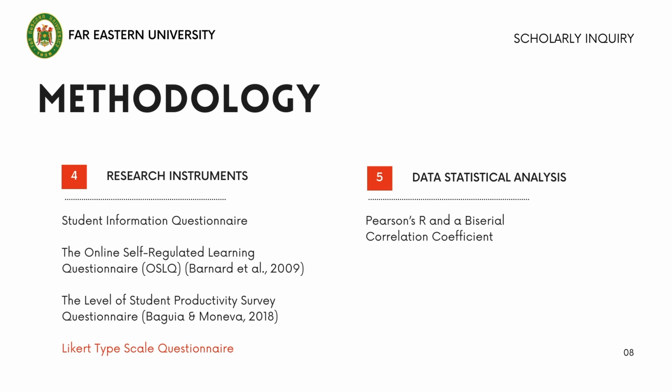This study will use a Pearson's R and a Biserial correlation and coefficients to analyze the data. The Pearson's R correlation will determine the relationship between the online self-regulation scores and level of academic productivity because both have interval scales of measurement. Then, the Biserial correlation coefficients will measure the relationship of learning modalities to both the level of academic productivity and online self-regulation scores, since the learning modalities have a nominal scale of measurement.